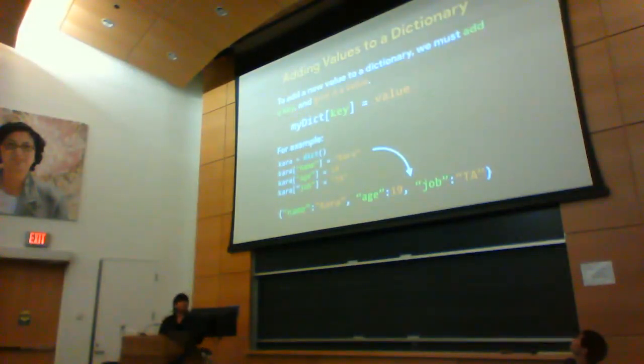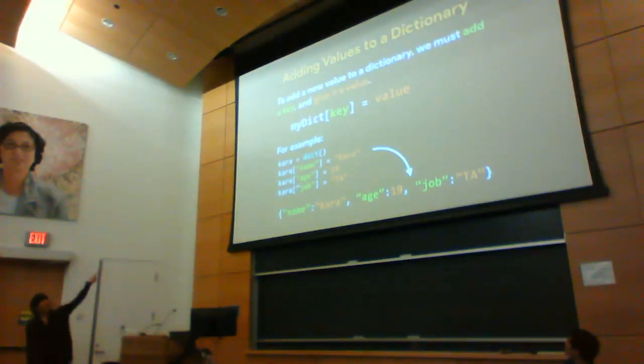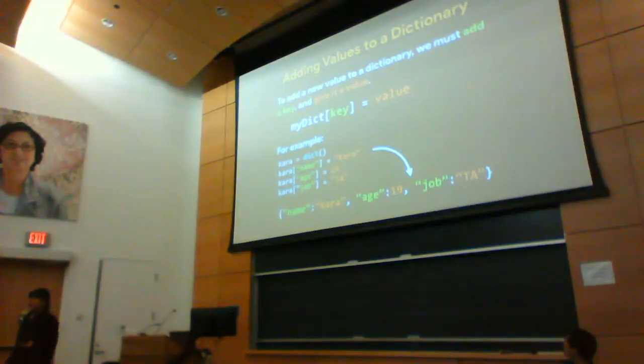Okay, so adding values to a dictionary. If we're adding a new value, the syntax is my dict at the new key equals the new value, right? So we have to specify a key value pair. We can't add a value with no key. We can't add a key with no value. We technically could put None, but it doesn't really make sense to do that. So for example, if I'm creating this dictionary, I can do Kara equals new dictionary, and then add a name to my name, age to my age, and job to TA, right? So all of that will give me this dictionary here.